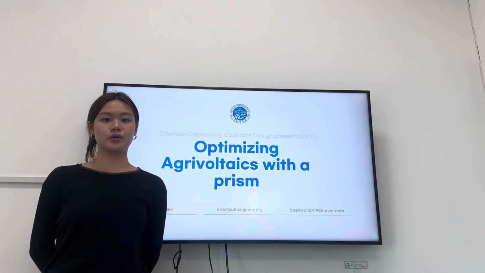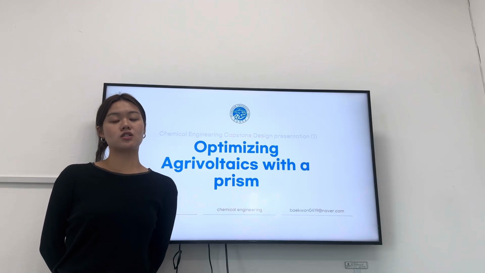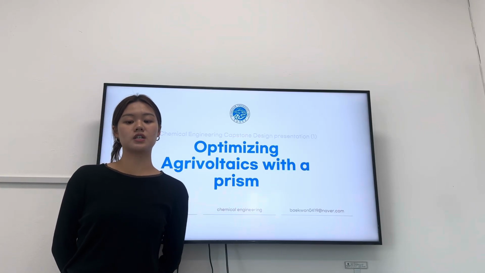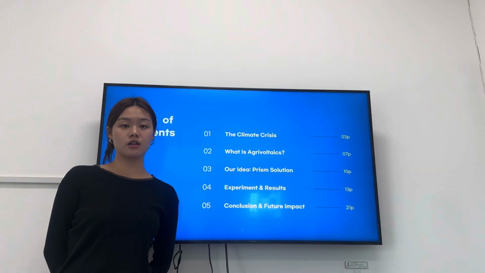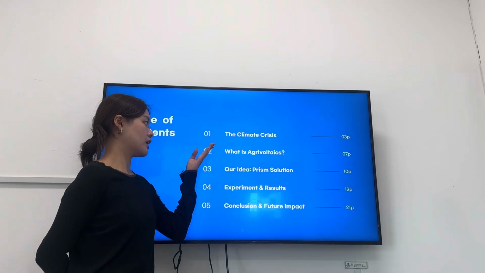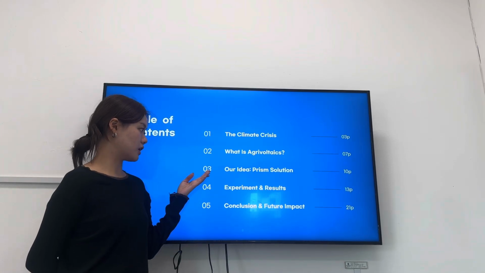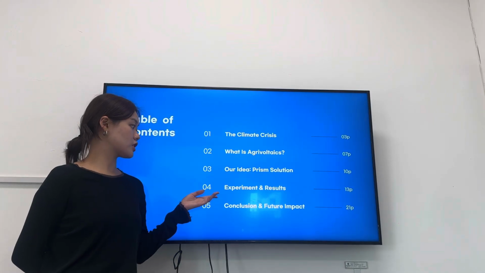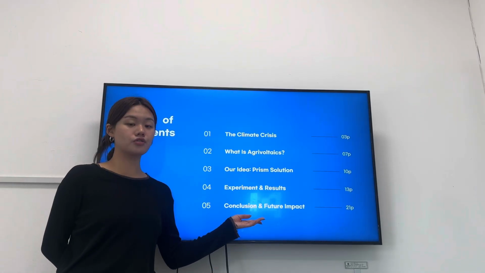The topic of our presentation was optimizing agrivoltaics with a prism. And today I'm going to talk about our CDP1, which focuses on finding the optimal prism design. Before we start, let me briefly introduce the outline of my presentation. First, I will talk about the climate crisis, and I will tell you guys what agrivoltaic is. Then I will move on to our main topic, prism solution, and our team's key idea. Then I will show you some experiments and results. Finally, I will tell you the conclusion and the future impact.